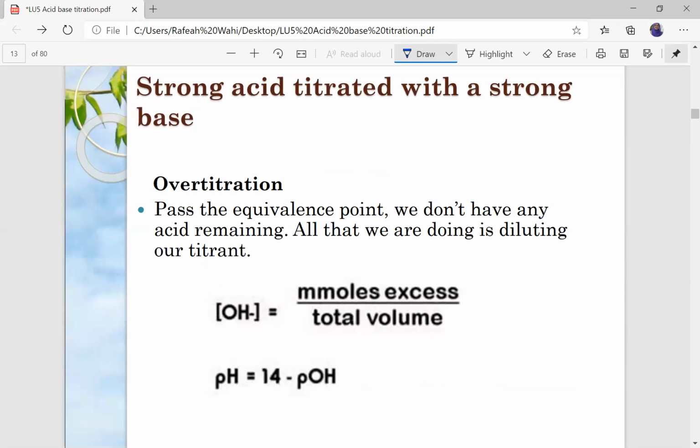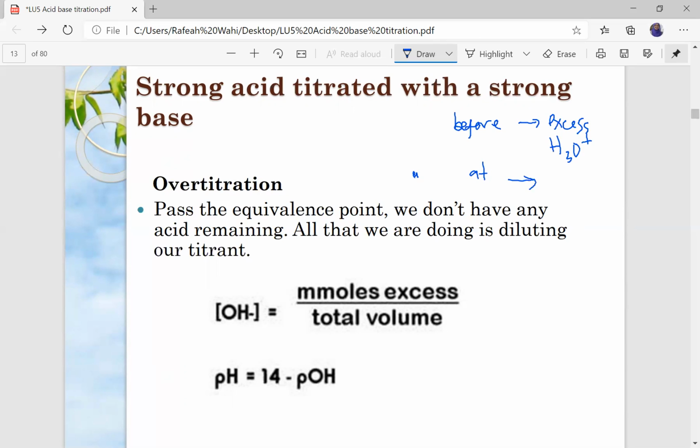What happened post the equivalence point? Just now we know that before equivalence point, we have excess hydronium ion, right? And at equivalence point, we have neutral pH, which is pH 7. So what happened after the equivalence point? It should be pH more than 7, which is basic, which means that we have excess hydroxide ion.